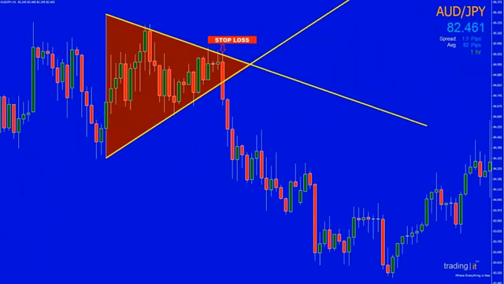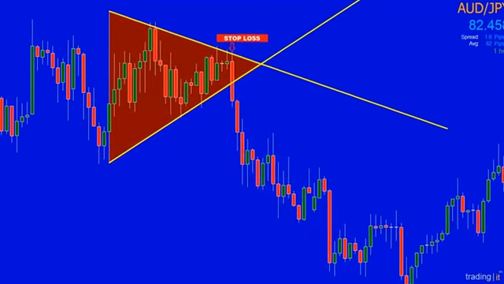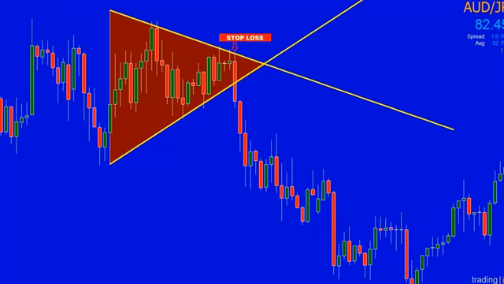Let's now look at a different technique one can use to trade with triangles. For a short setup, once the triangle has been applied and one expects at some point that the market will break out and make new lows, one can enter their sell order at this point right here. A stop loss can be placed either above the triangle or above a previous high around here, ensuring a small risk if the trade goes up instead of down.